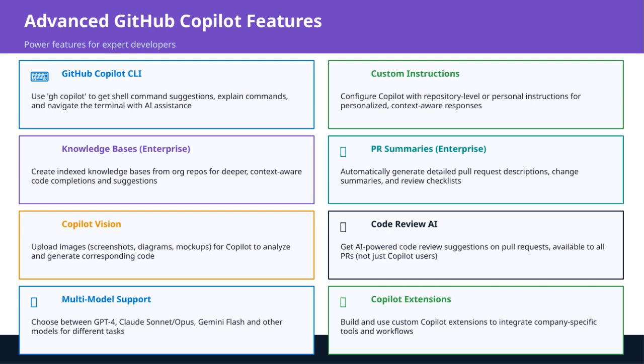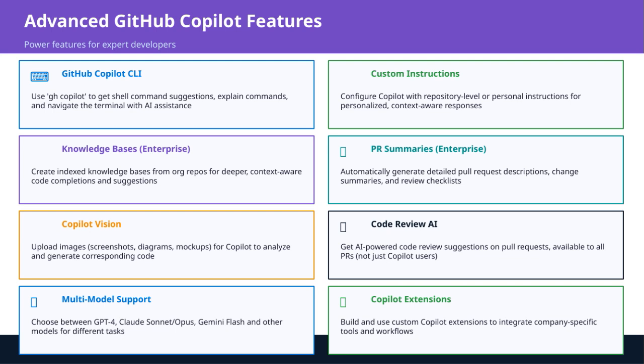Copilot Vision takes a unique approach by allowing you to upload images such as screenshots, diagrams, or mockups. Copilot then analyzes these visuals to generate the corresponding code, bridging design and development seamlessly. With Code Review AI, you gain AI-powered suggestions on pull requests, helping improve code quality. This feature is available on all pull requests, not just those using Copilot, broadening its impact across your team.